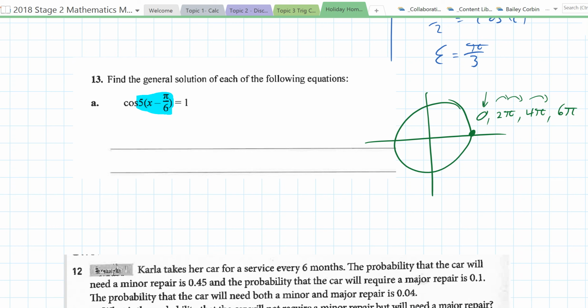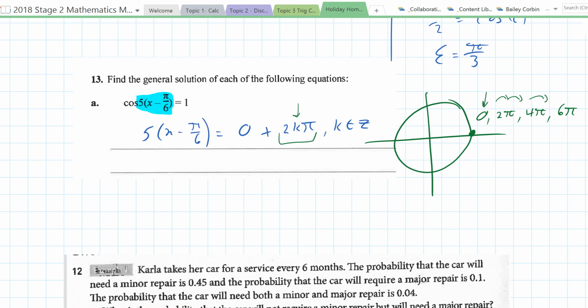So what we do is we say, 5 bracket x take pi on 6 must equal 0 plus 2k pi, where k is a member of the integers. What this portion is saying is, if k is equal to 1, 2 times 1 is 2. If we add on 2 pi, we get a solution. If k was equal to 3, 2 times 3 is 6. If we add on 6 pi, we get another solution, as in we're always getting back to this point. And this part tells us that k is a member of the integers.